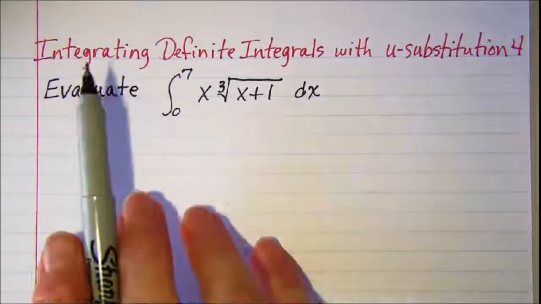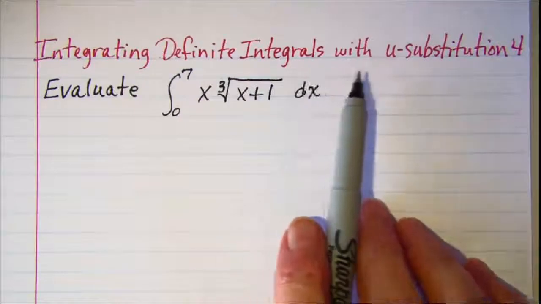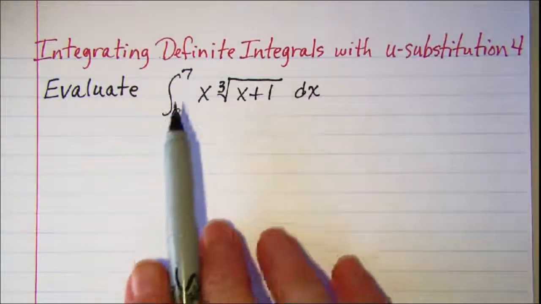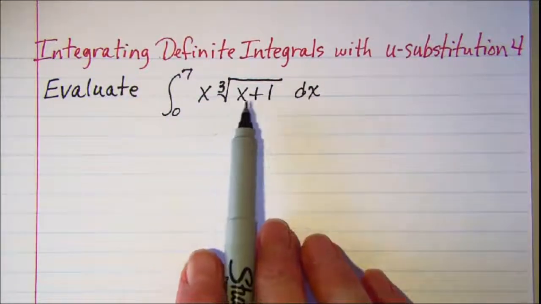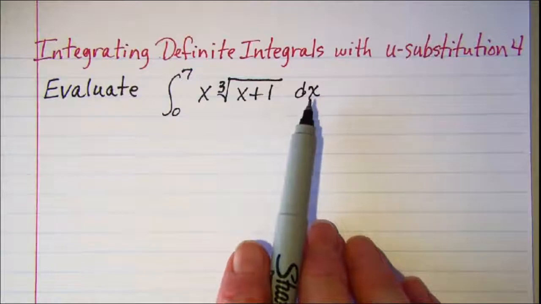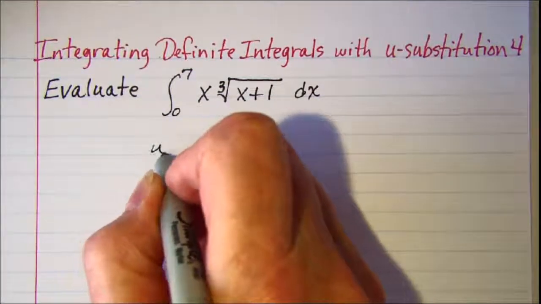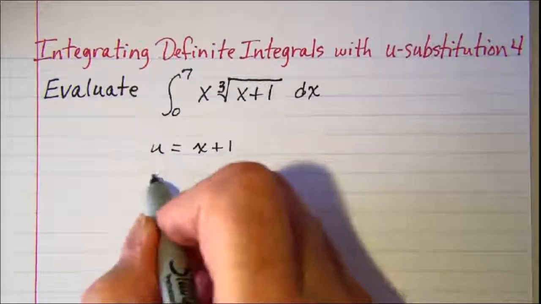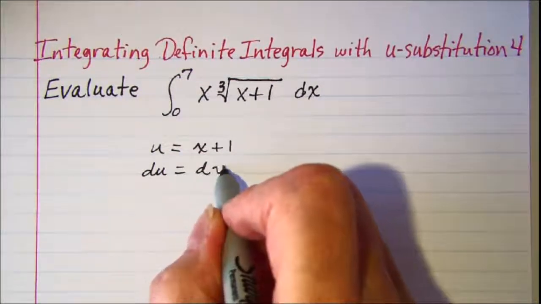In this video, we'll be doing one more example of integrating definite integrals with u-substitution. Our problem is to evaluate the integral from 0 to 7 of x times the cube root of x plus 1 dx. Now we'll let u equal x plus 1, so du is equal to dx.